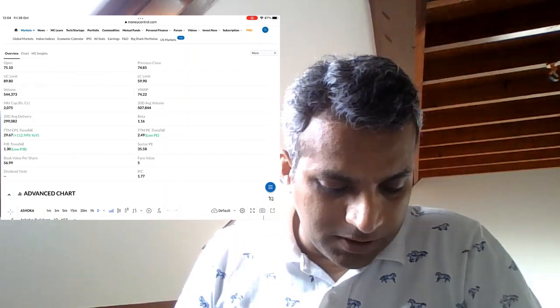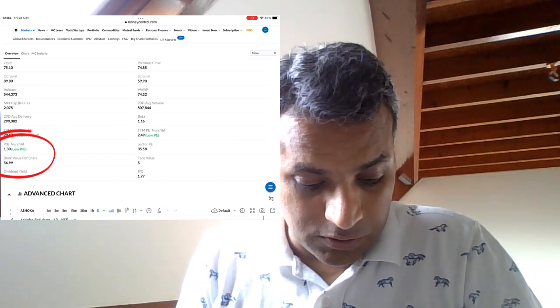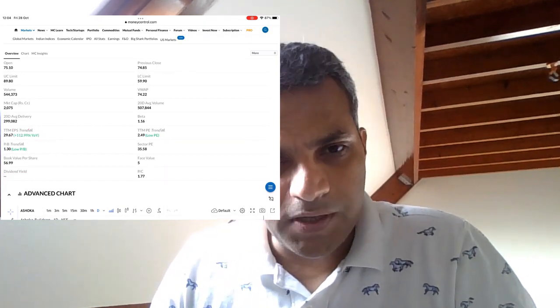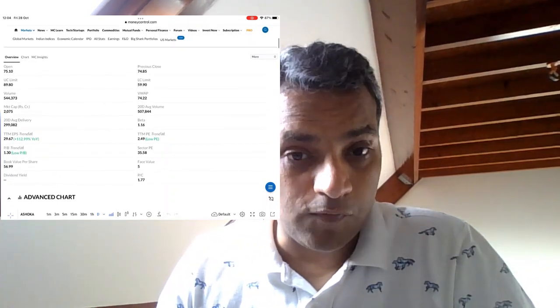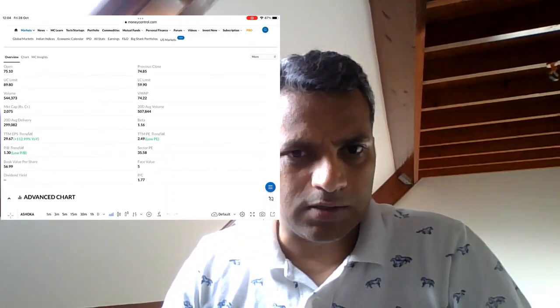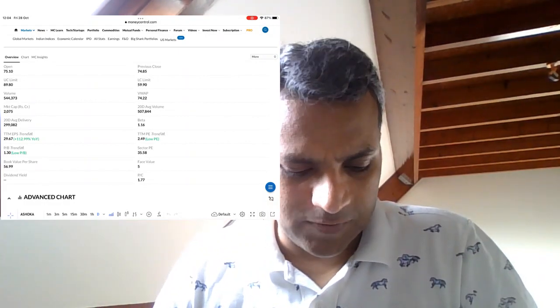The third parameter is book value per share. So that's 57 that you see right here. Now for a company whose stock price is currently 74 and whose book value is really close to that price, it means it's a low risk investment.